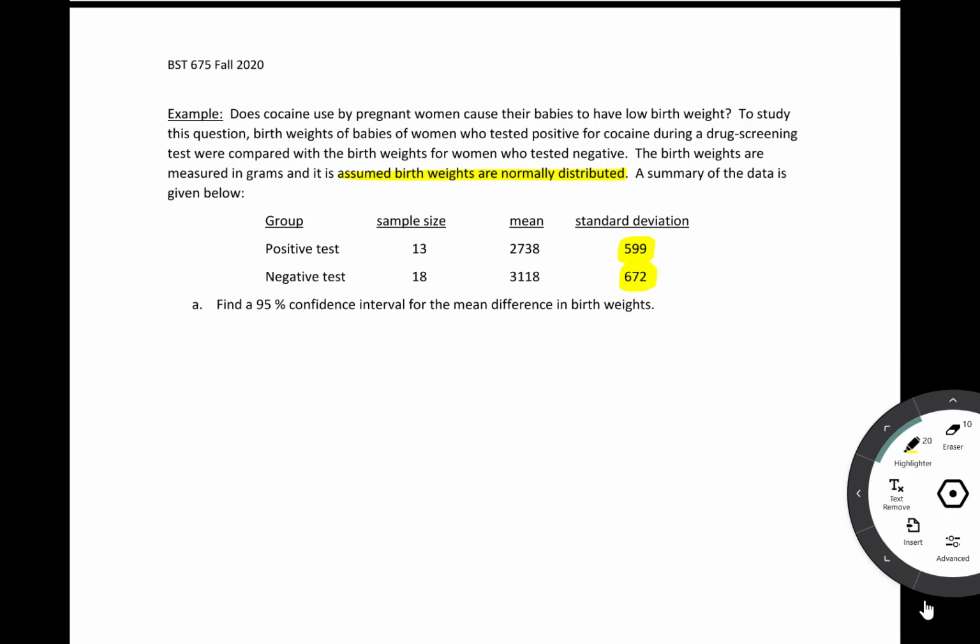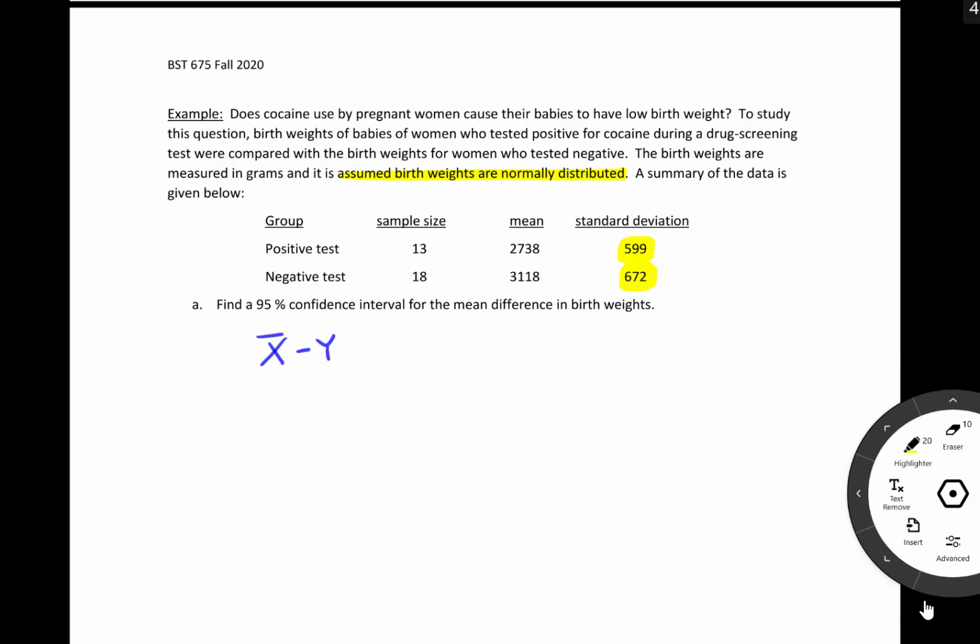But here these are relatively close, so we are going to make the assumption that the two population standard deviations are equal to one another. So just like before, we're going to start with our formula to find a 95% confidence interval for the difference in the mean birth weights. So our formula is going to be as follows.